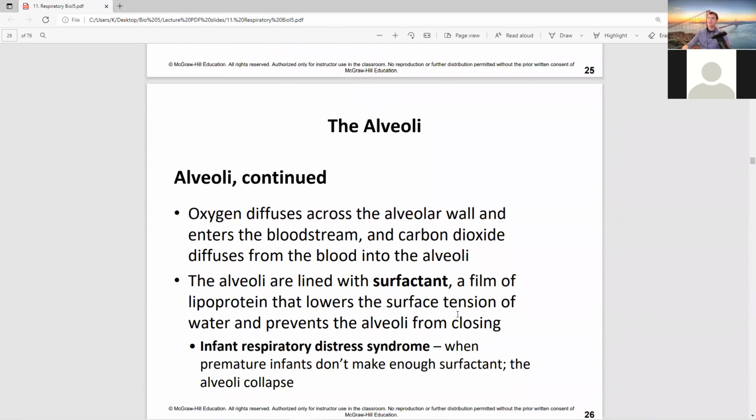In the alveoli, oxygen diffuses across the alveolar wall and enters the bloodstream, and carbon dioxide diffuses from the blood into the alveoli. The alveoli are lined with surfactant, a film of lipoprotein that lowers the surface tension of water and prevents the alveoli from closing. Infant respiratory distress syndrome: when premature infants don't make enough surfactant, the alveoli collapse.